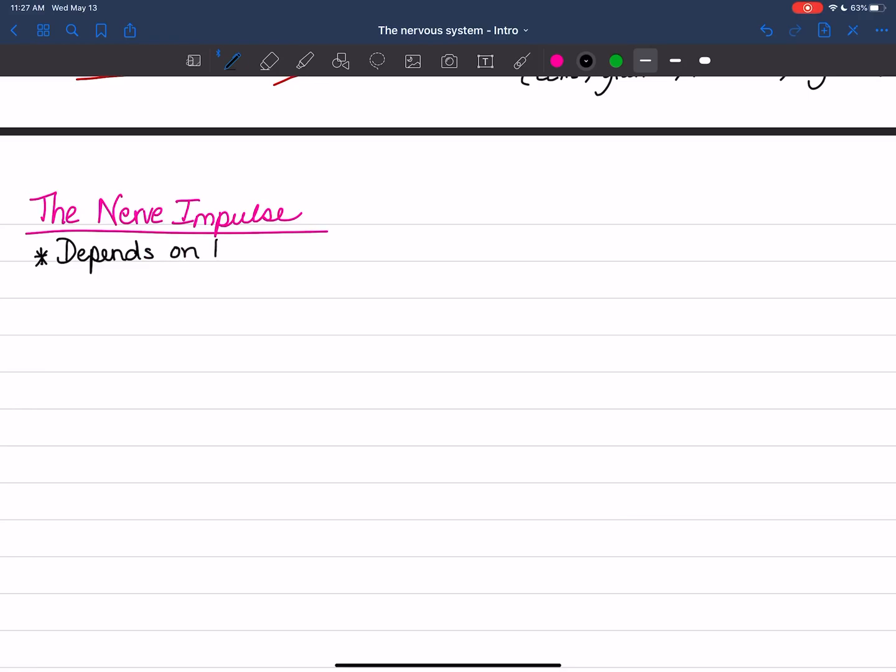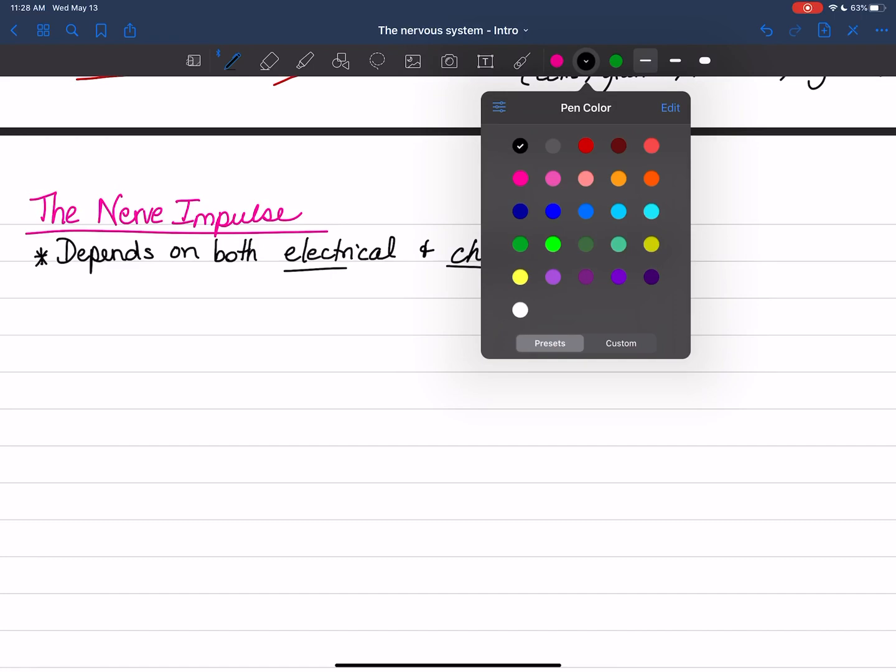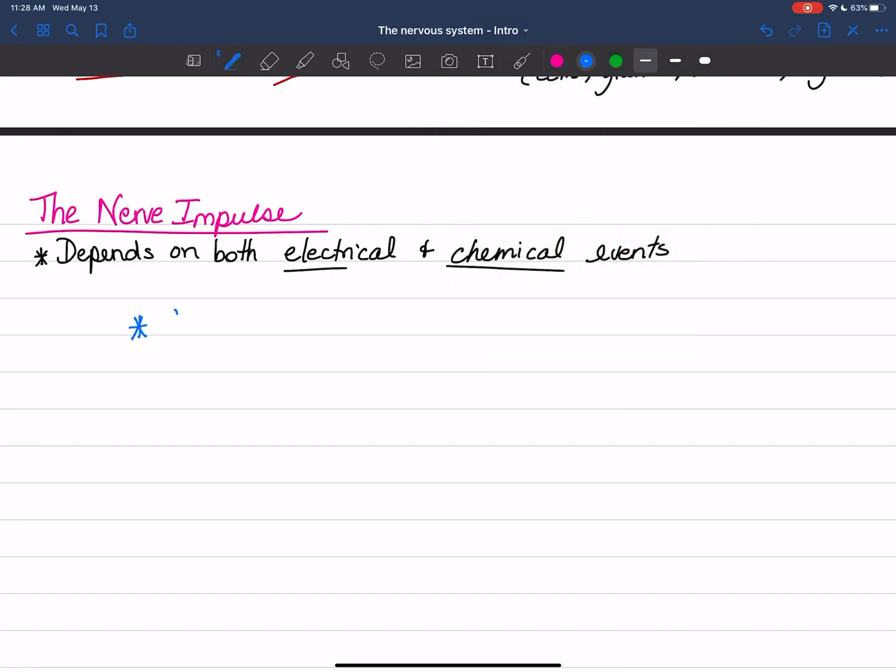So the function of the neuron depends on the nervous impulse, which depends on both electrical and chemical events. Now, we're going to talk about electrical events first. And don't forget that electricity is just a flow of ions.